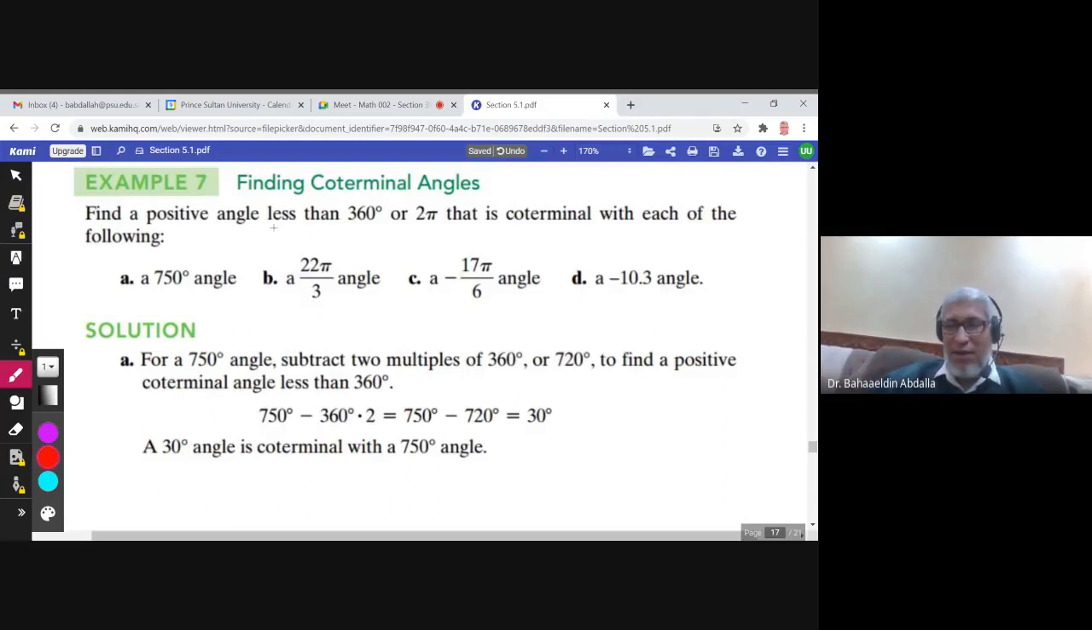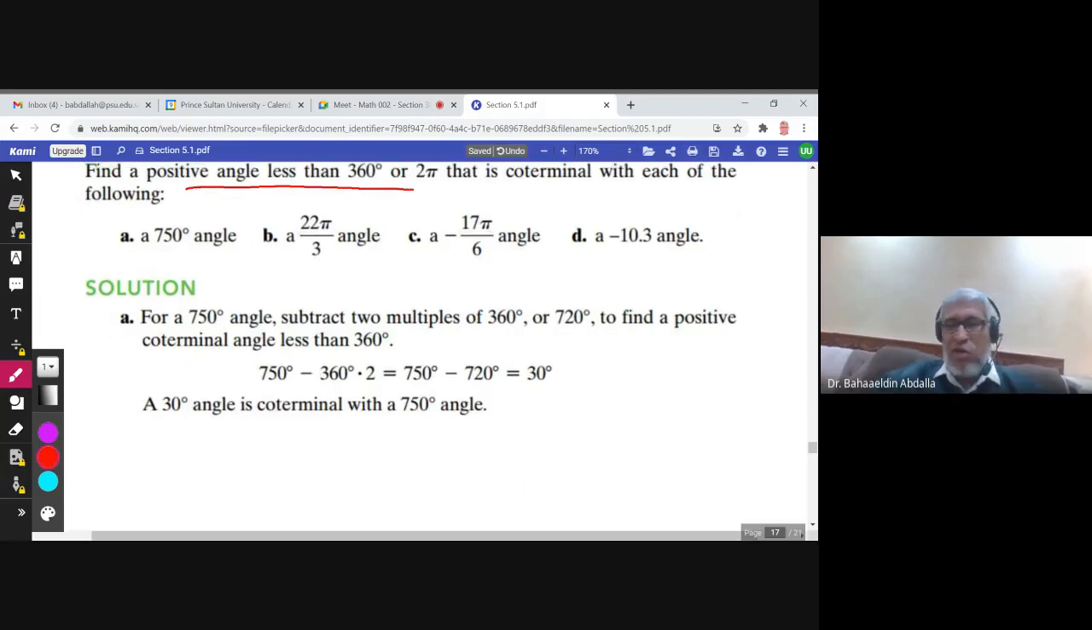Find a positive angle less than 360 or 2 pi that's coterminal with each of the following. Same method, okay? But here he mentioned the degree and the radian. If it is given in degrees, we work in degrees. If it is given in radians, we work with radians. I will solve part D with you here.